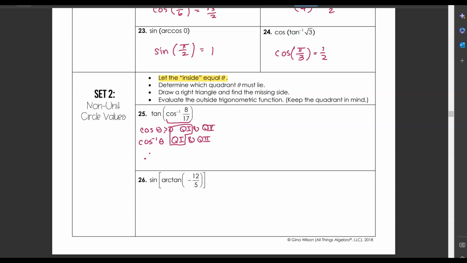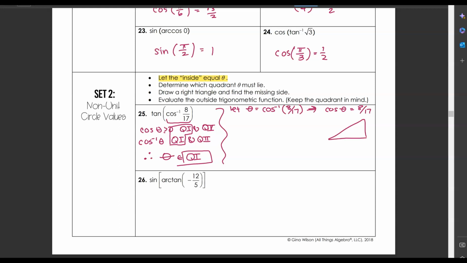So therefore, anytime you see 3 little dots like this, it means therefore. Therefore, our theta is going to lie in, so it's going to be an element of quadrant 1. Okay. All right. So let's take a look at this now. So we're going to let theta equal cosine inverse of 8 over 17. So this implies then that cosine theta is equal to 8 over 17. So we already established that we are in quadrant 1.